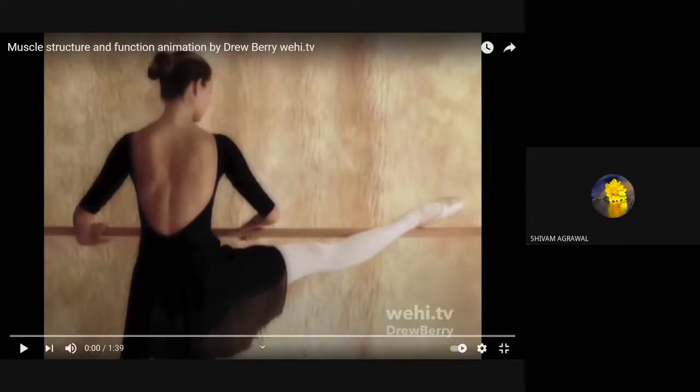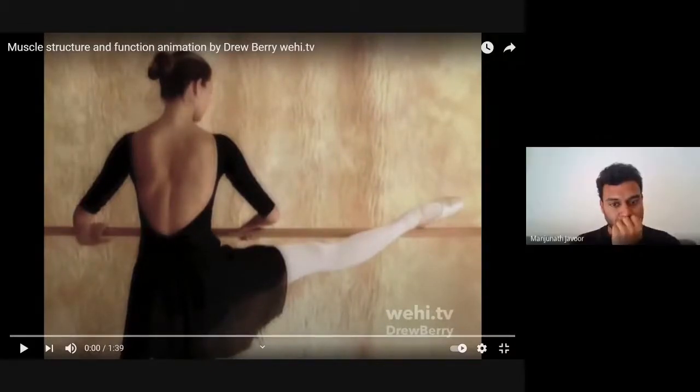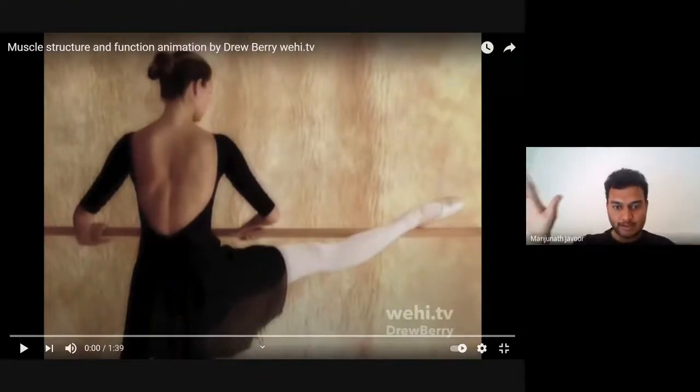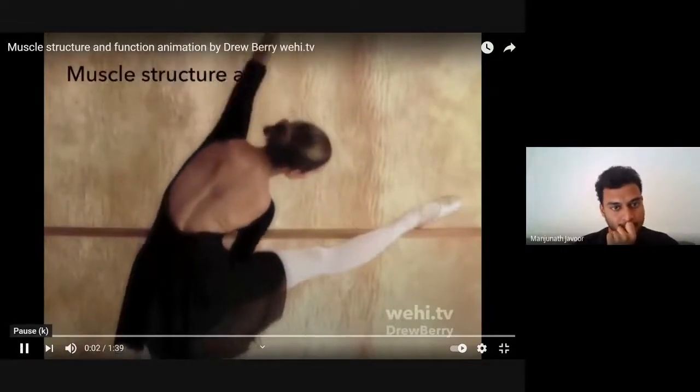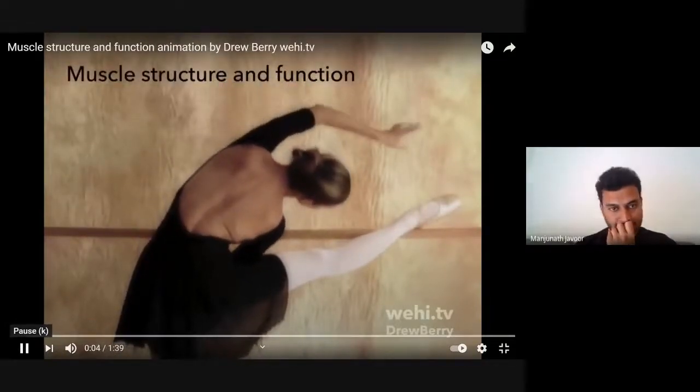So now there's a lady who is doing a dance. So obviously she's moving her legs. So now we are going to see what happens inside her leg or hand when she moves her body. Okay? Just observe keenly.